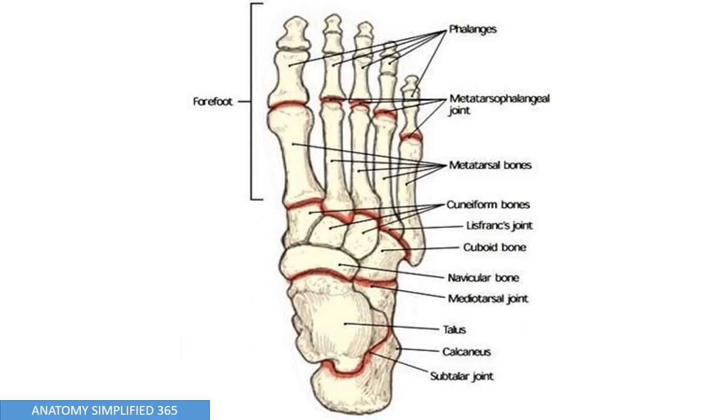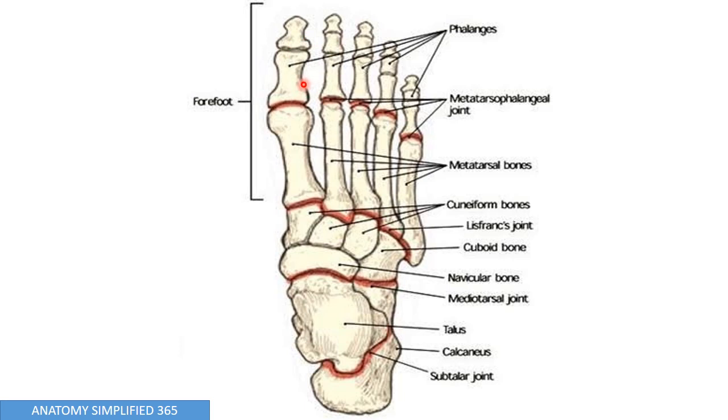On the superior view, we have the calcaneus here, we have the talus here, and a joint in between them called the subtalar joint. And then we have the medial tarsal joint that is between the navicular, cuboid, and then talus and calcaneus. And then we have these 3 cuneiform bones, the medial, the intermediate, and the lateral. The 5 metatarsals are right here, and the 14 phalanges are there.